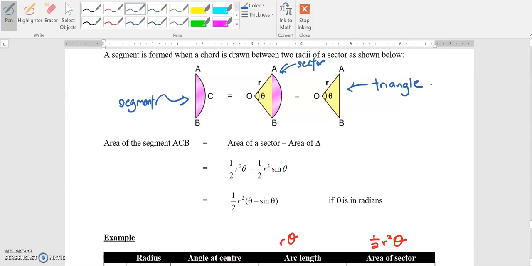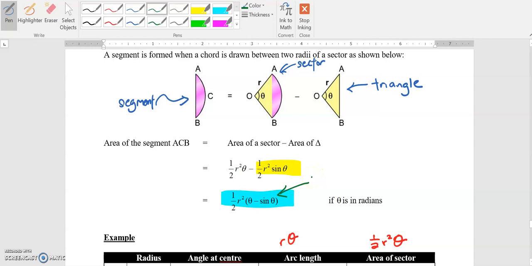Knowing the formula for area of sector in radian mode, I get half r squared theta. And knowing my area of triangle using my trigo rule, that's half r squared sine theta. If I simplify this, I will get the formula for area of segment, half r squared times theta minus sine theta. Do note that this theta here is in radian mode.